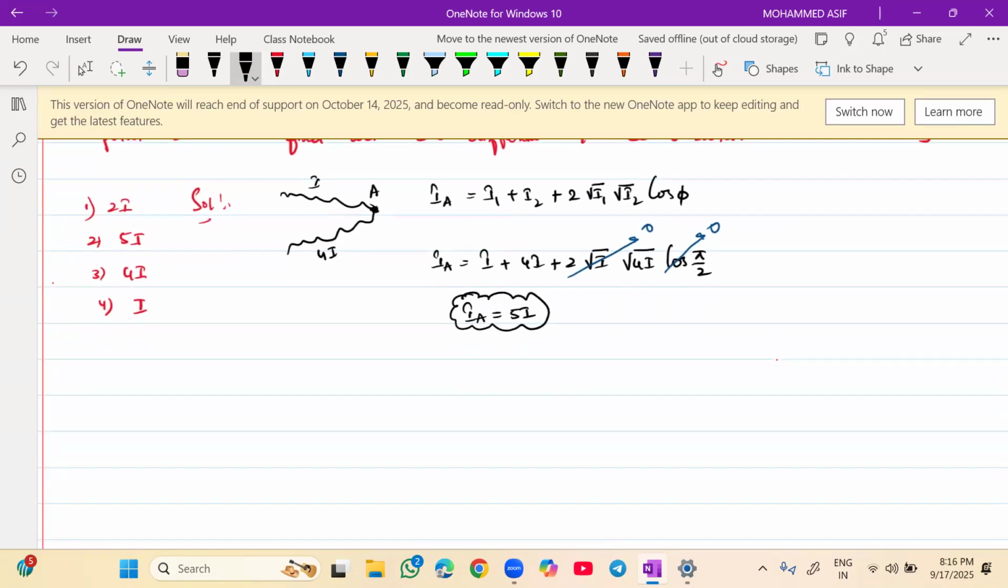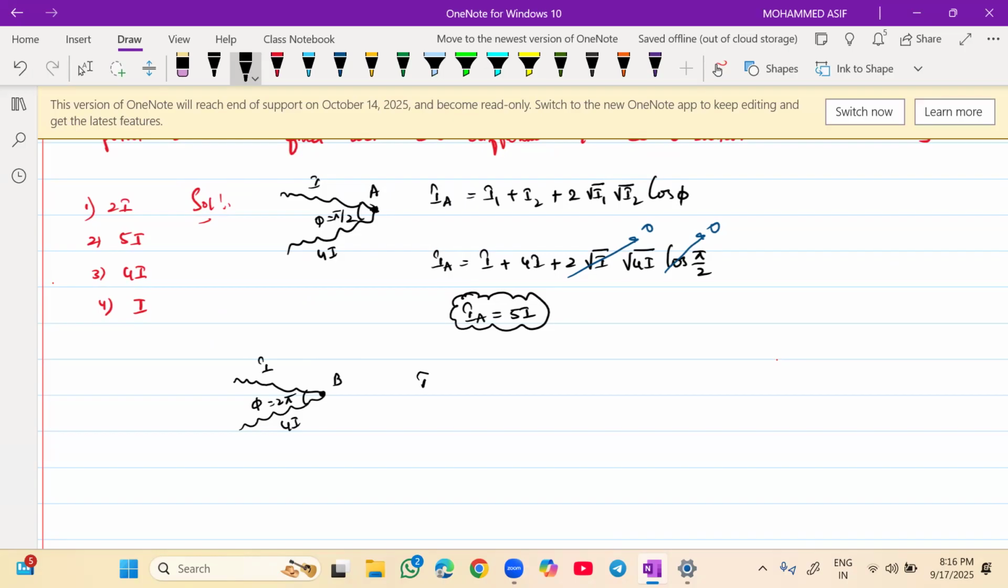Then again, two waves are interfering at point B. This is one wave, and this is another wave. Here, for me, the intensity is I, and this one is 4I. But the phase difference here was how much for me? Pi by 2. But here the phase difference is how much for me? Phi is equal to 2 pi.